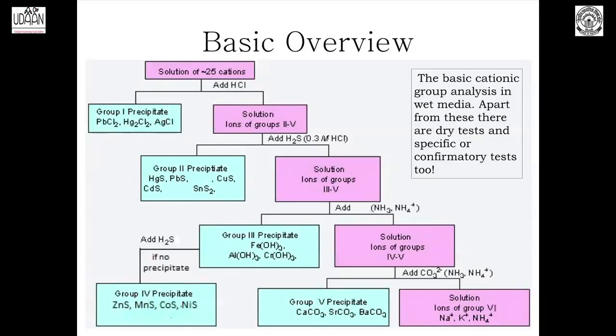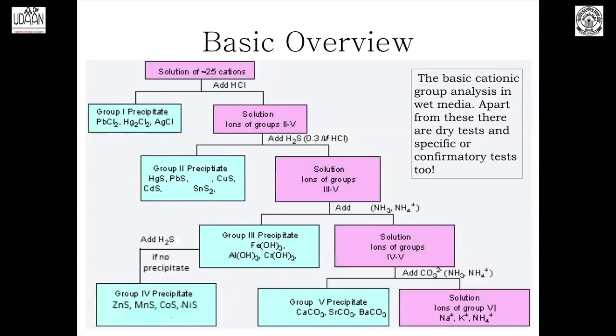There are other groups including group 2, 3, 4, 5, 6. In group 2, we have Hg2 plus, lead 2 plus, copper 2 plus, cadmium 2 plus, as well as tin 2 plus and 4 plus. We will be dealing with these cations. In group 3, we have ferric, chromium and aluminum. Group 4 has zinc 2 plus, manganese 2 plus, cobalt 2 plus and nickel 2 plus, while group 5 has barium, calcium and strontium, each 2 plus. In group 6 we shall be covering the ammonium cation.